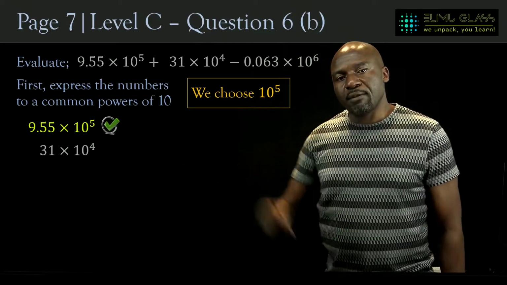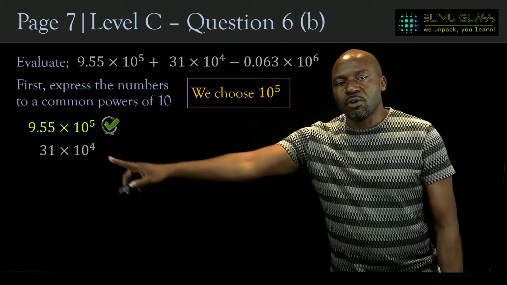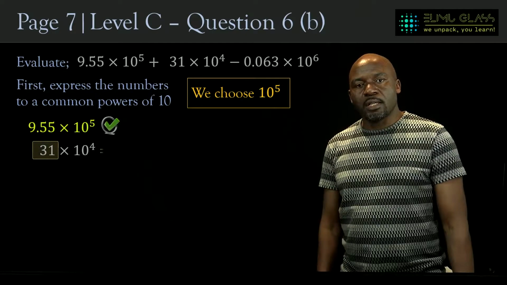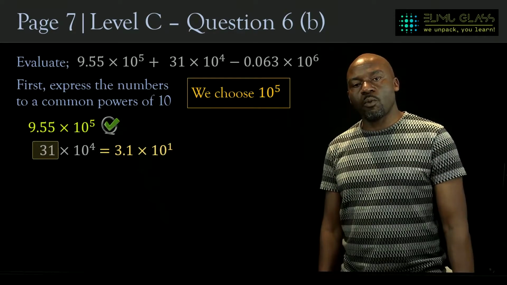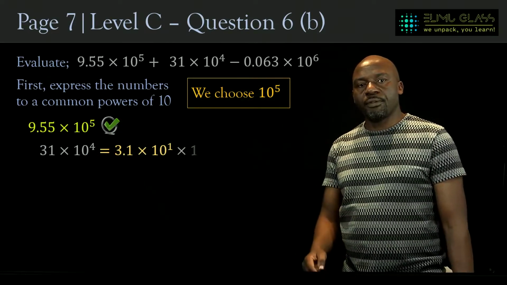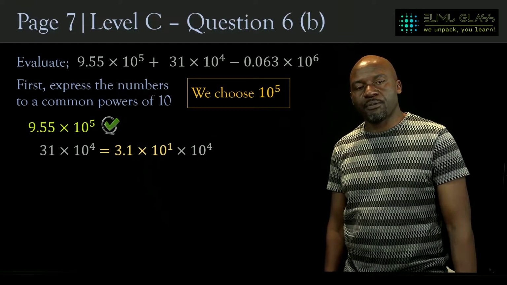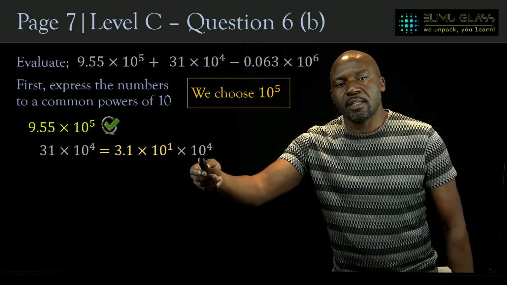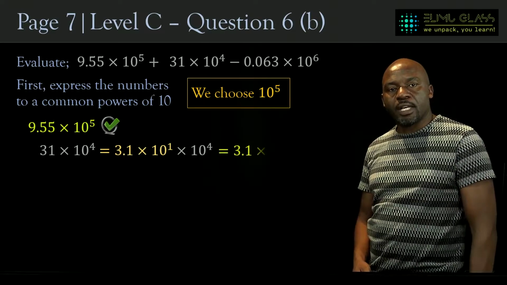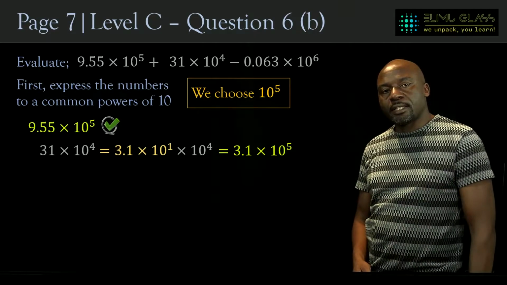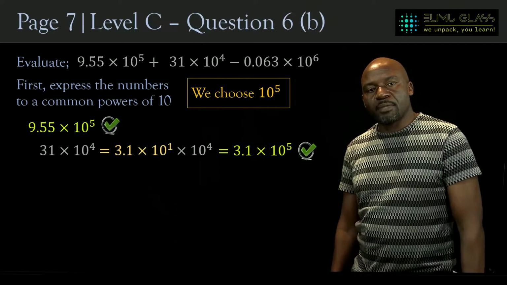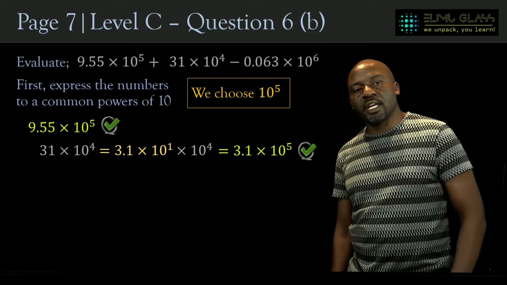So we have 31 times 10 power 4. Then I'm going to concentrate on 31. I'm going to express 31 in scientific notation. So 31 then becomes 3.1 times 10 power 1. Okay? And then after that, now we can multiply by 10 power 4. If I combine this and that using our laws of exponents, I end up with 3.1 times 10 power 5 as I wanted. Okay? So that's the case. Next, the second number is now expressed with 10 to the power of 5.